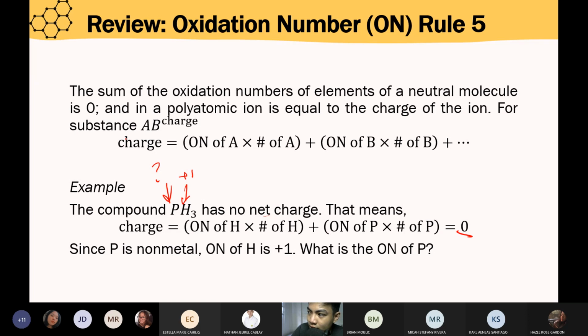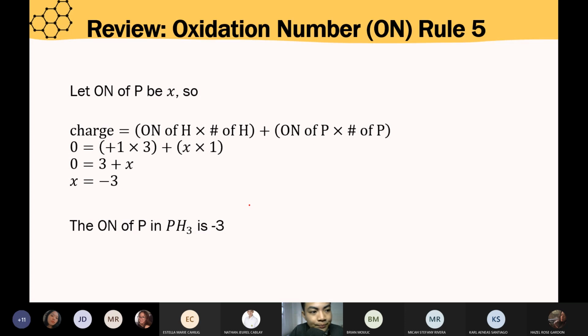As said in this question here, the charge is the sum of the oxidation numbers of your elements. That's the oxidation number of hydrogen times 3 because there are three, plus the oxidation number of phosphorus times 1 because there is only one. When you add all of that, it should equal the charge of the molecule, which is 0. How do you know if the charge of the molecule is 0? When there is no positive or negative written there. It is 0 in that case.